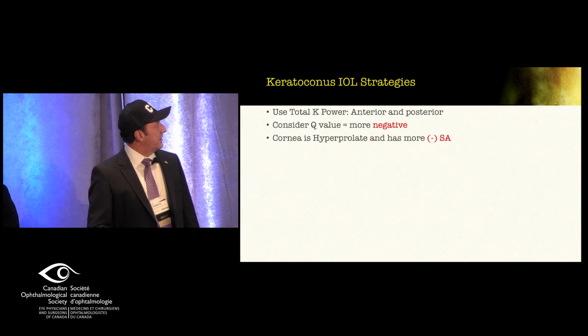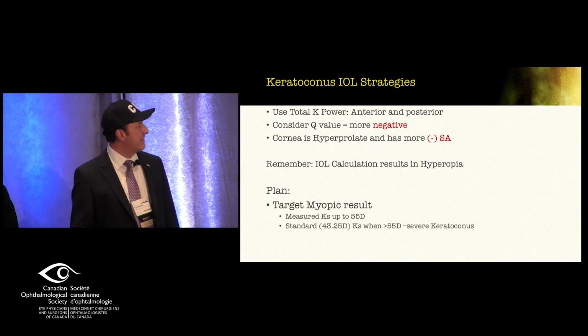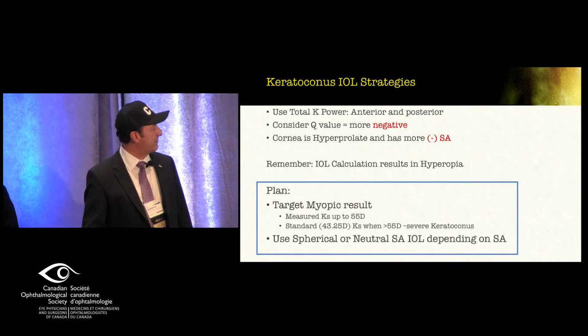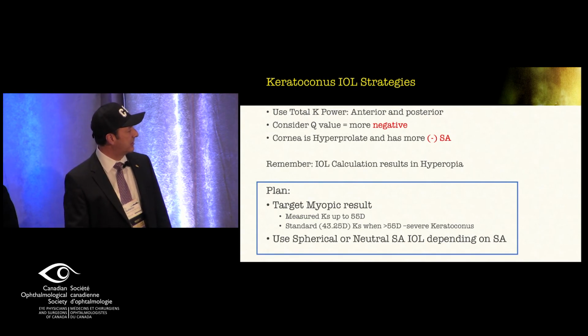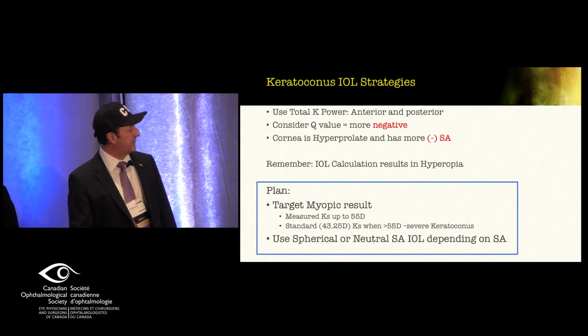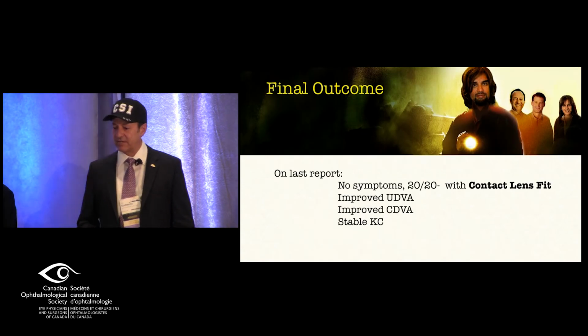So to summarize, use total corneal power, consider the Q value. Remember, the cornea is hyperprolate. And remember, IOL calculations result in hyperopia, and the plan in keratoconus eyes is to target a myopic result, use the measured Ks up to 55, use standard Ks of 43.25 when the Ks are higher than 55, and you may consider using spherical or neutral spherical IOL, depending on the spherical aberration.